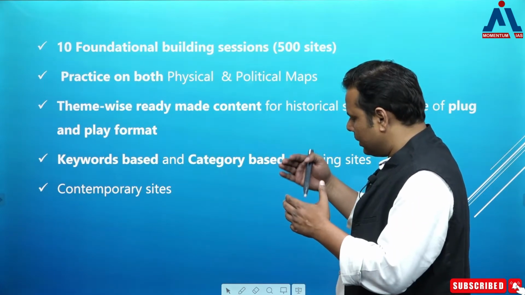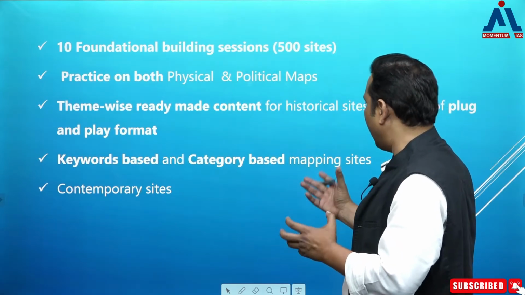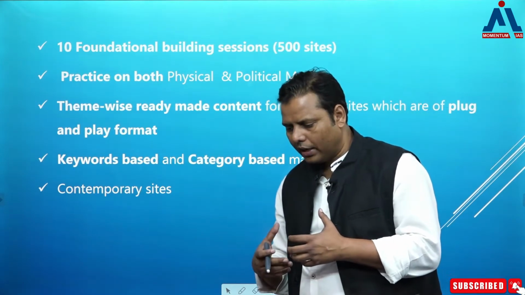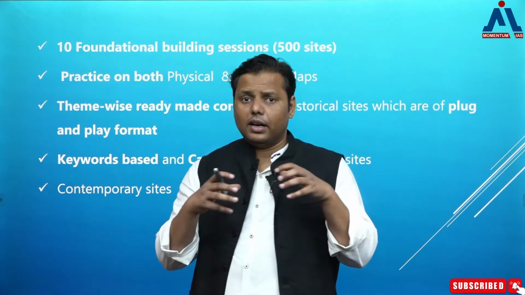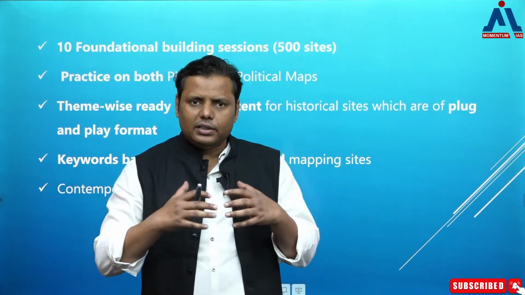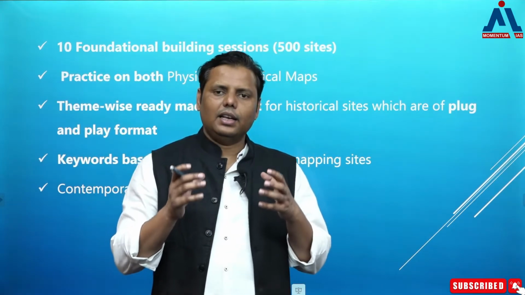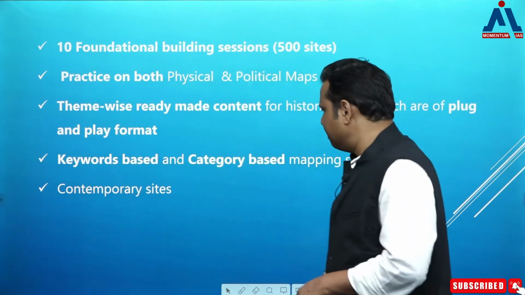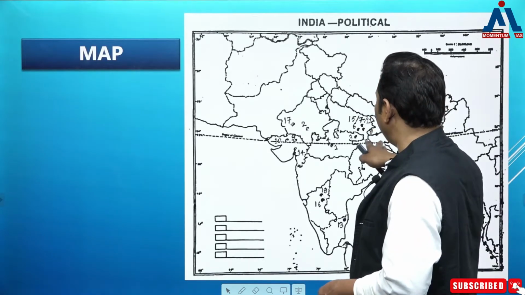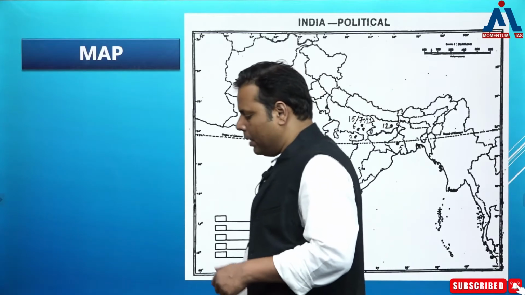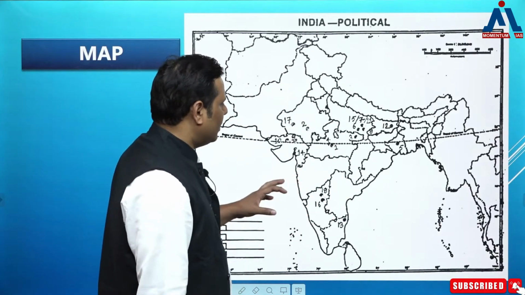The sites are also divided into many categories, such as keyword based, category based, and we have also classified them phase wise and cluster wise. This is how we have classified them in multiple ways so that you can easily remember those sites. I have already told you about contemporary sites. This kind of map will be provided. Here I have included just one map, but we are even going to practice on the blank map also, because this practice is also important.